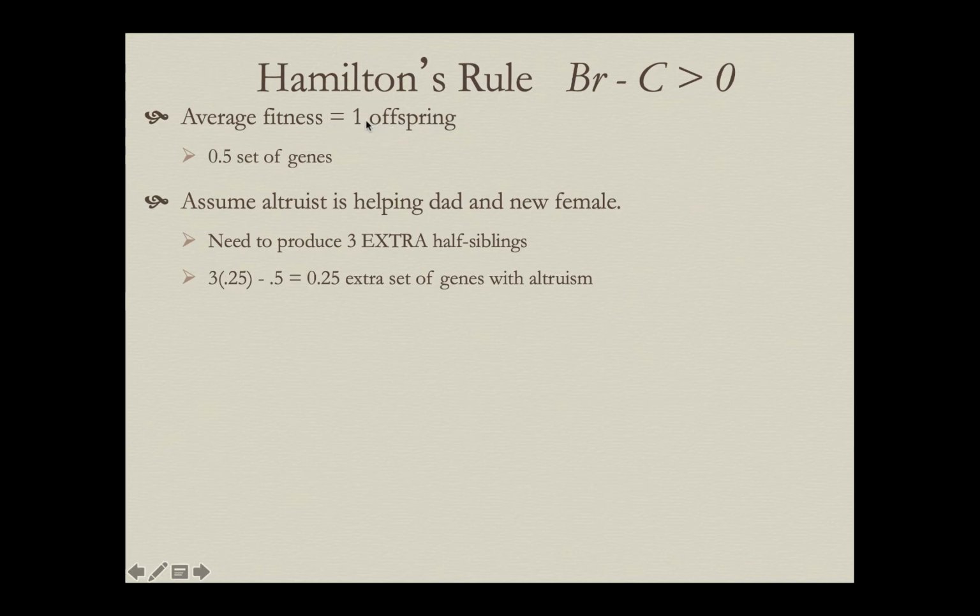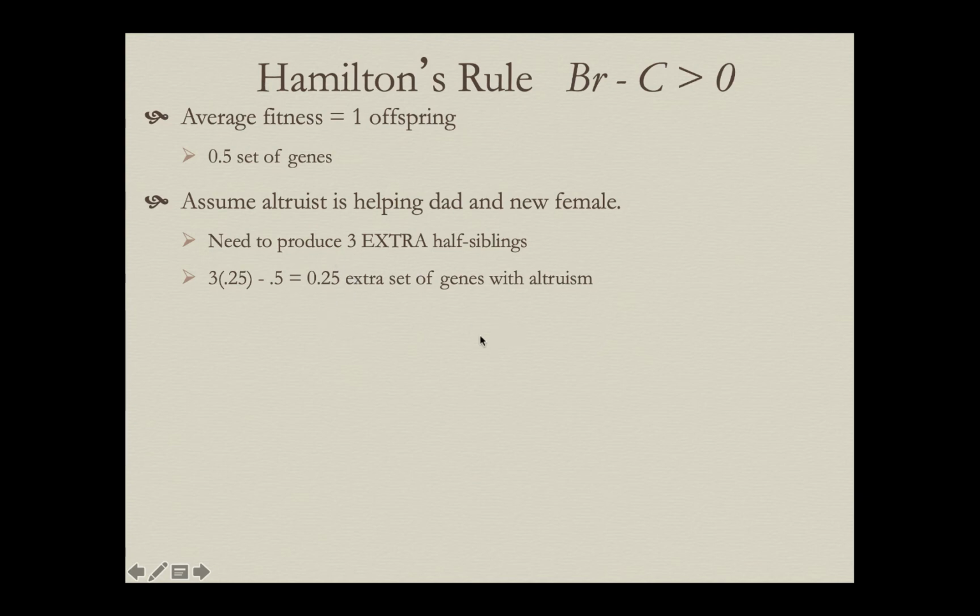It's 1 here versus in the last example it was 2. But in the last example, you're producing full siblings. Now you're just producing half-siblings. So the math down here has changed. You still need to produce 3 extra, but instead of that being multiplied by 0.5, it's 0.25. That's what it would take to get you past the 0.5. But now the fitness advantages of altruism isn't as high.